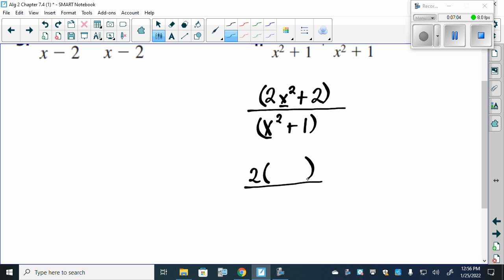Right, because the top does have a greatest common factor of 2 between 2x squared and 2, yes? If we factor that out, what I'm left with is x squared plus 1 over x squared plus 1. Because when I factor that 2 out of the top, we do end up with an x squared plus 1. Well, since that is the same on top and bottom, it would cancel out, leaving us with 2.